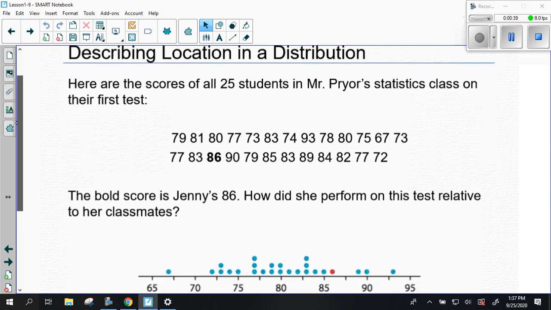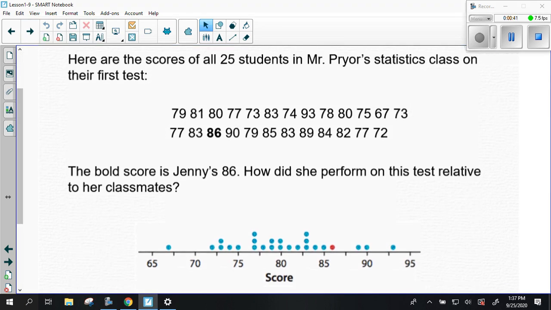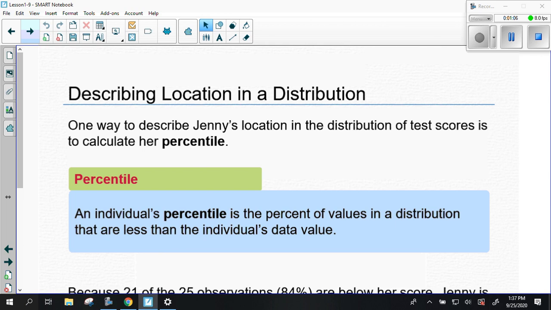Here we go. So we've got 25 students in Mr. Pryor's statistics class. This is what they got on their first test. The bold score there is Jenny's 86. You want to know, how did she perform on this test relative to our other classmates? That's a question we'll be able to answer once we're done learning the tools that we have in this lesson.